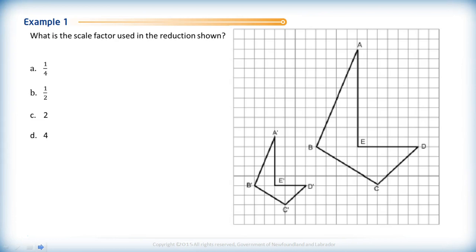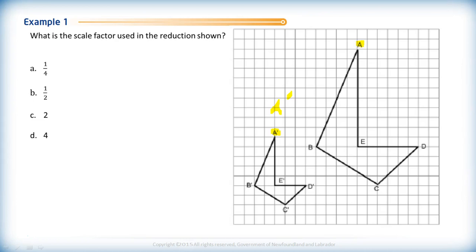It says, what is the scale factor used in the reduction shown? I hope it's clear enough on your screen for you to see this. If you notice on the two diagrams here, if you look at A and you look at A down here, notice that it's got A prime on that one. In case you were unaware, you should probably know that from junior high, the one that says A prime, that's the image. So A is the original and A prime is the image.